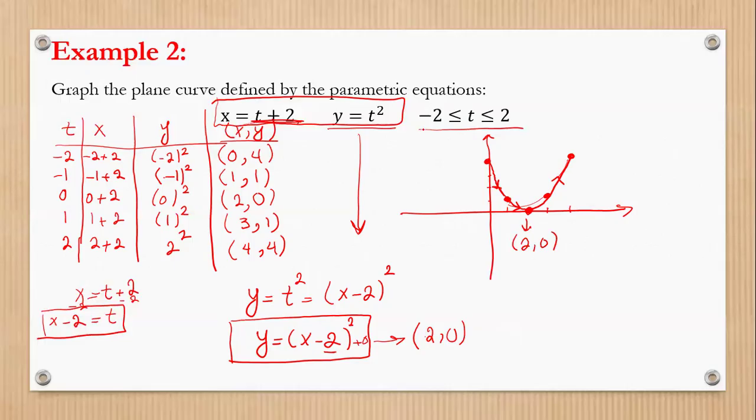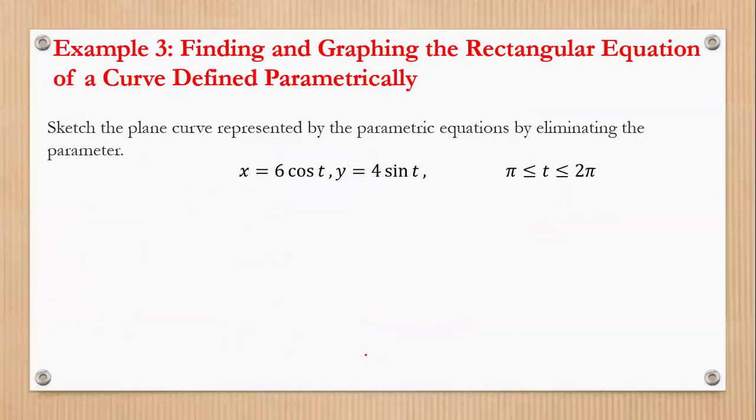But since t is only defined from -2 to 2, it changed the domain of this function as well. So that's why, when we graph this equation, we don't have it all the way to infinity. We have it in a restricted domain. Let's look at another example.